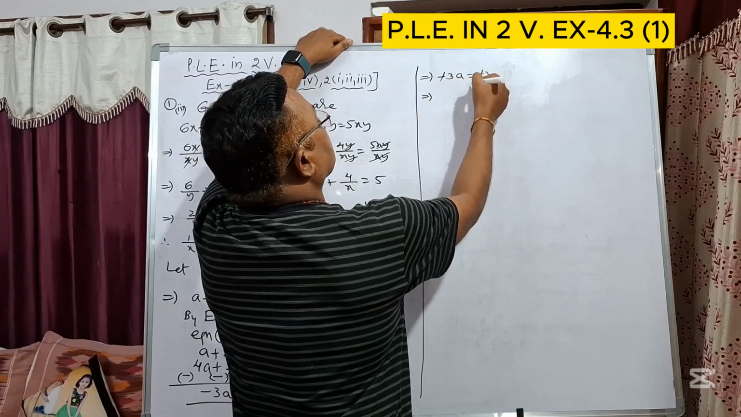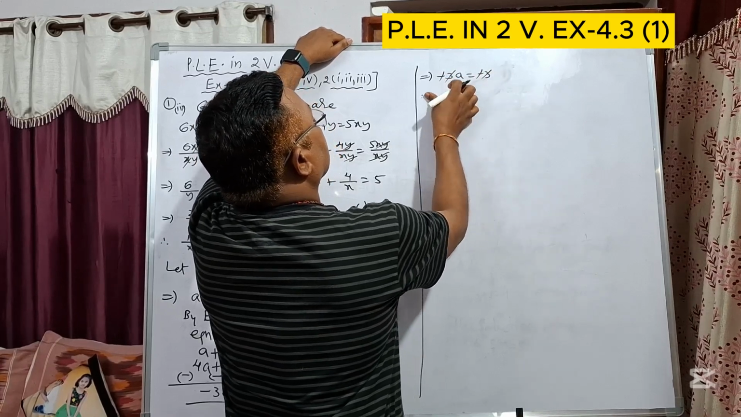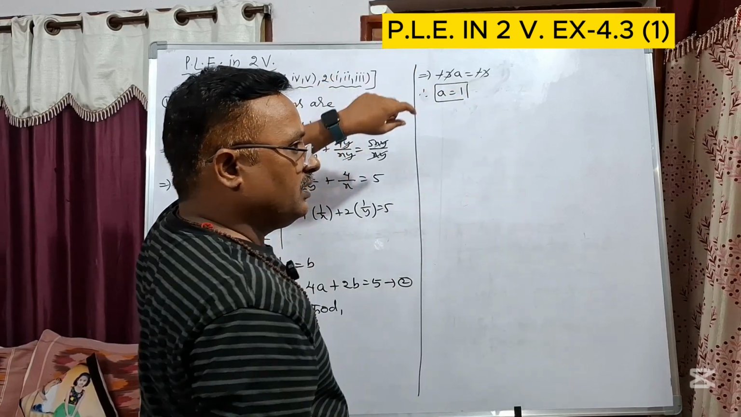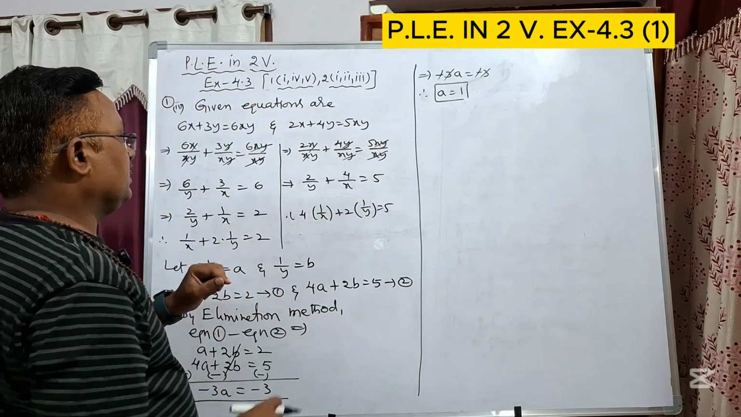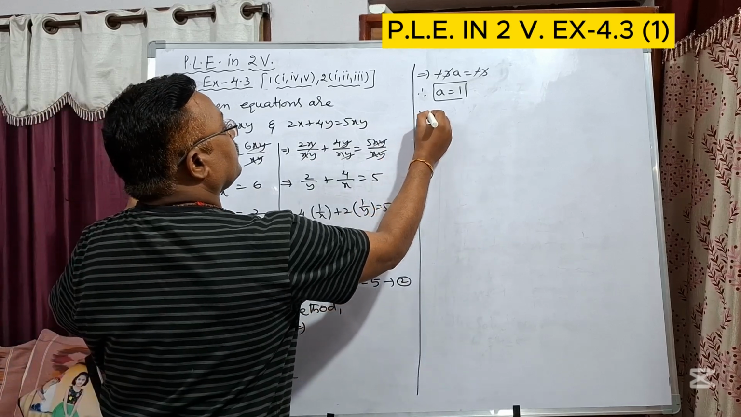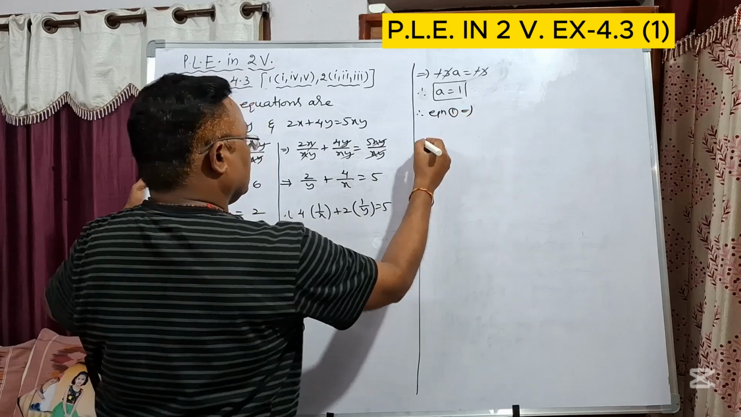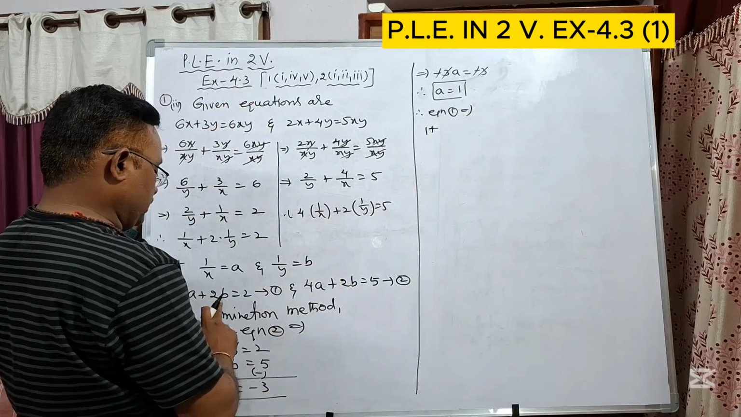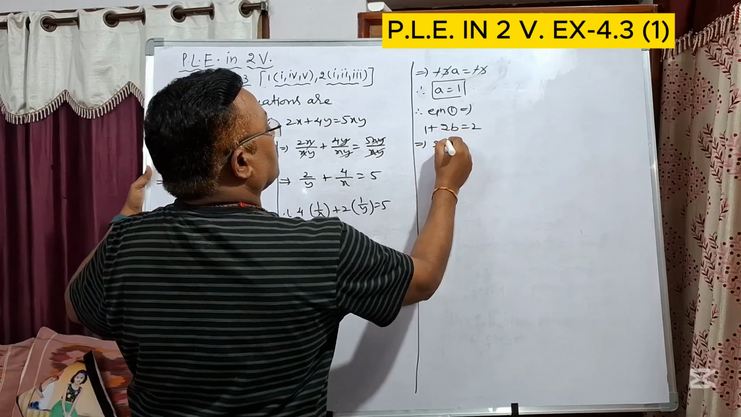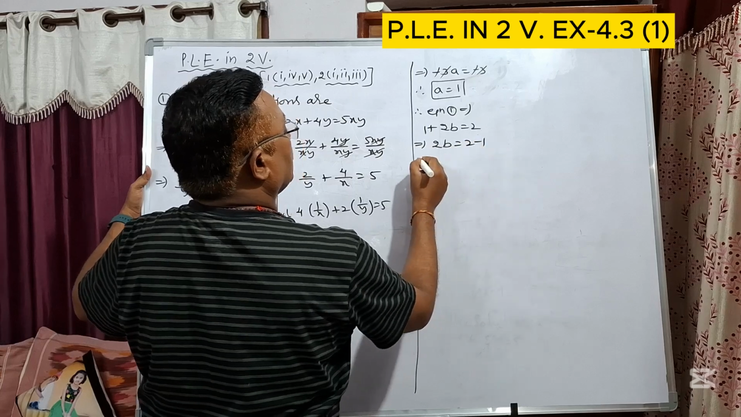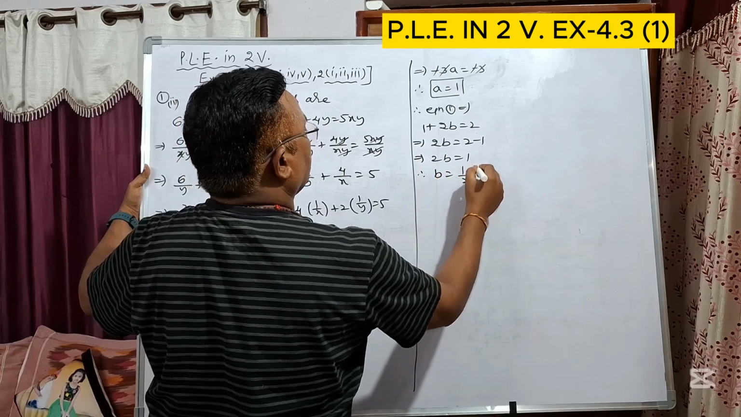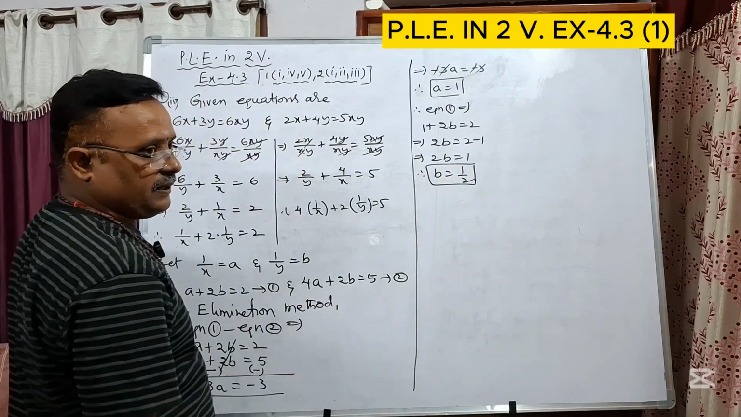By this, minus minus cancel, 3 gets cancelled. Therefore, a value is coming as 1. One of the considered variable values, a, we got. From that, try to get b value. So substitute in equation 1. Equation 1 implies a plus 2b equal to 2, so 1 plus 2b equal to 2. That implies 2b equal to 2 minus 1. That implies 2b equal to 1. Therefore, b is equal to 1 upon 2. Clear?